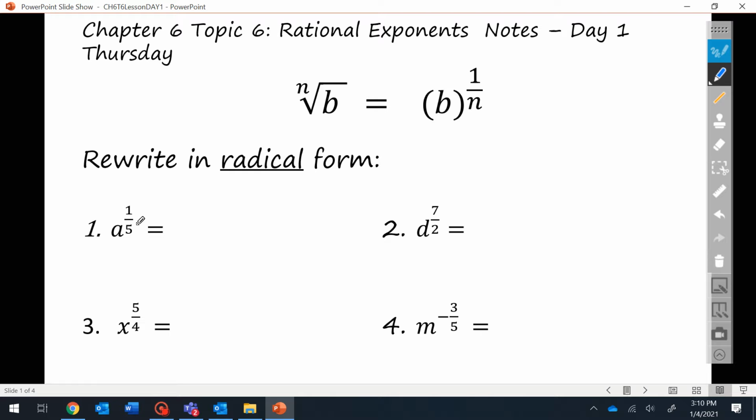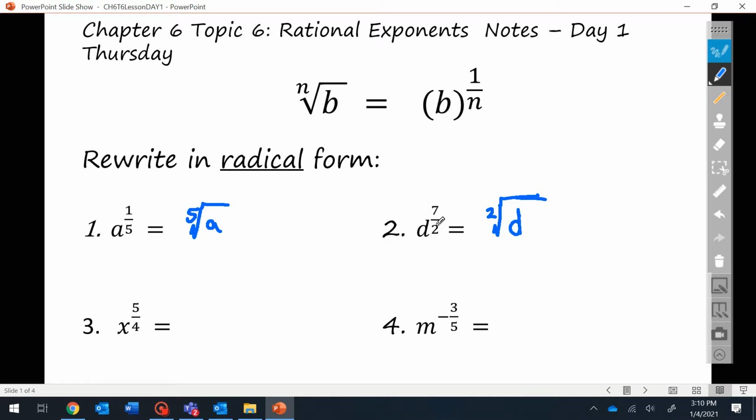So, for example, number 1, a to the 1/5 power, this is the same thing as the 5th root of a. This would be radical form for this. But what about something like number 2, d to the 7 over 2 power? Well, we know that the index is 2. So this is the square root of d.